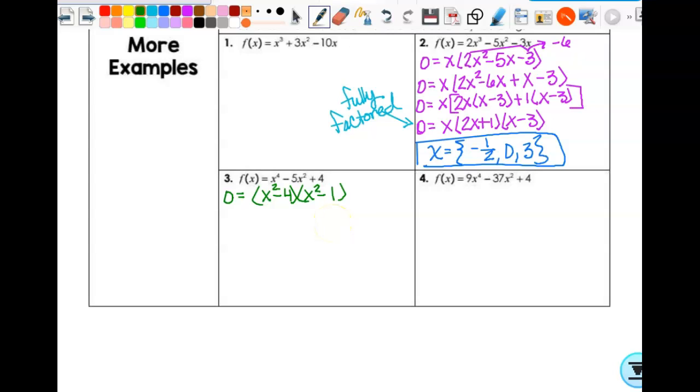Can I factor some more? Yes, what do I have here? Difference of squares. So this is x plus 2 times x minus 2 times x plus 1 times x minus 1. Now that's fully factored.